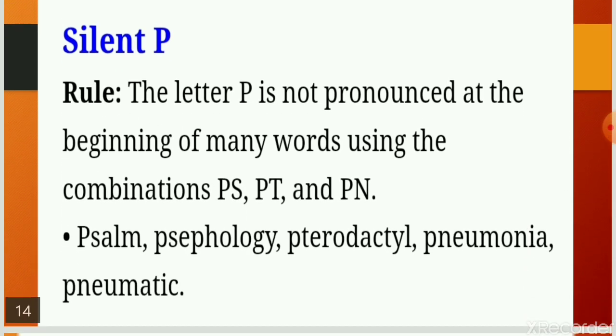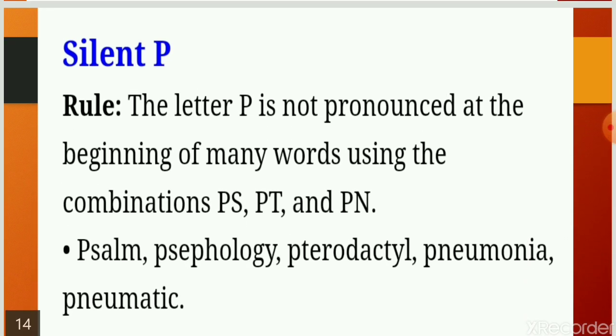Now we're going to move to the silent P. The letter P is not pronounced at the beginning of many words using combinations like PS, PT, and PN. See the examples, very clear. When there is a combination of PS, PT, or PN, we are not going to pronounce the letter P. Make it silent, make it mute.